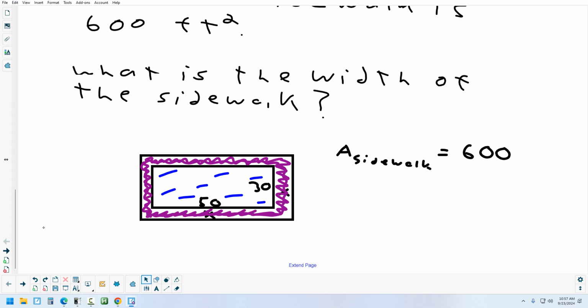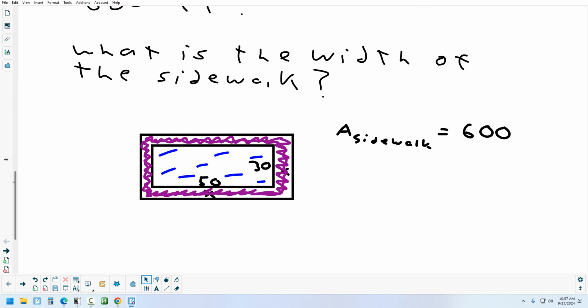Does anybody have an idea of how I could find the area of this strip by doing something with the big rectangle and then something with the small rectangle, that's the pool? I have to do something with those 2 rectangles to find this little strip on the outside. Yeah? Would you find the area of the rectangle inside?